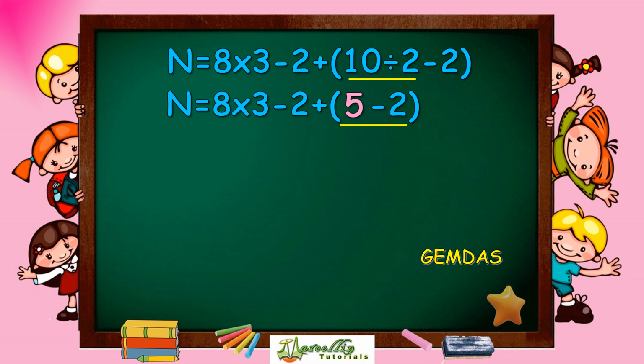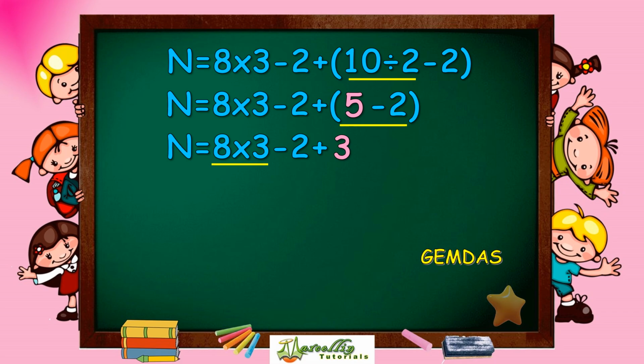Let's copy first the numbers on the left side of 5 minus 2. So that is 8 times 3 minus 2. Then let's add the result of 5 minus 2, which is 3. Next, we have multiplication, subtraction, and addition. According to the rule, we do the multiplication first.